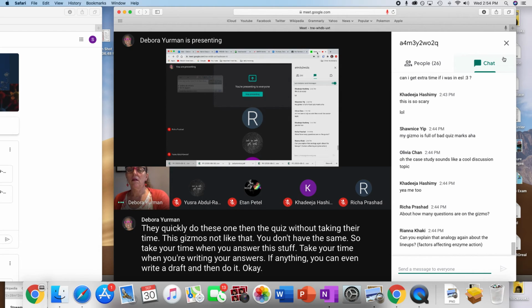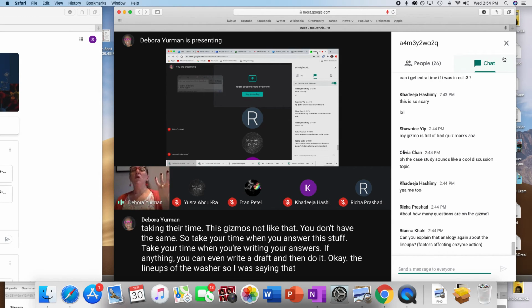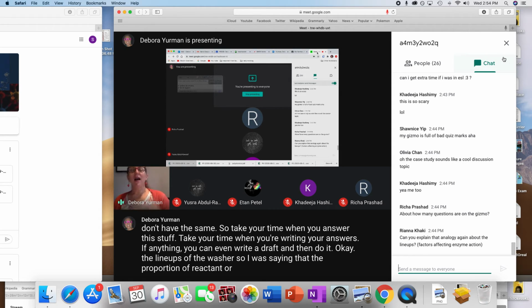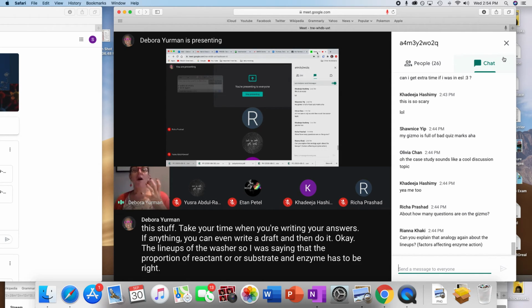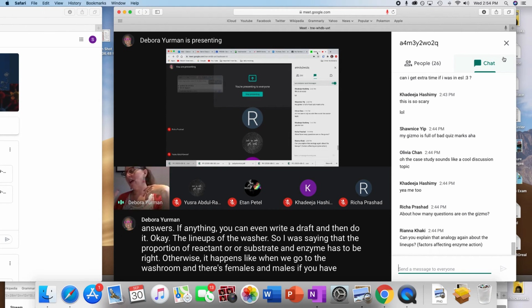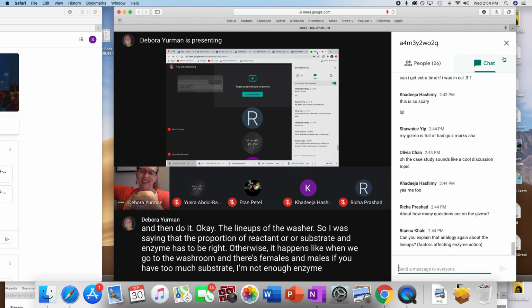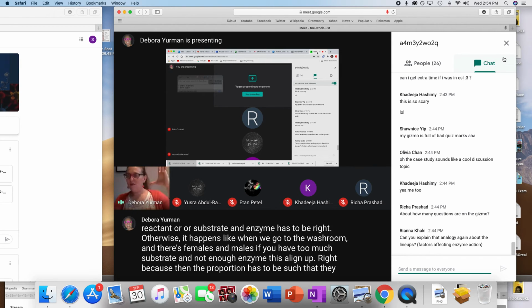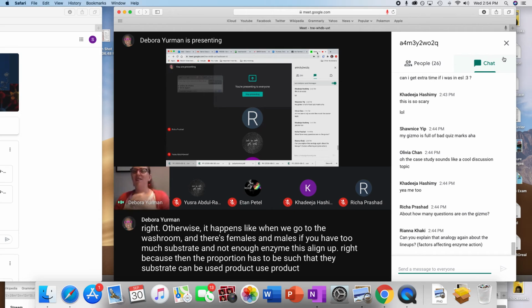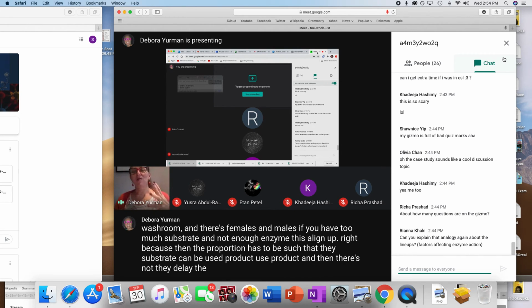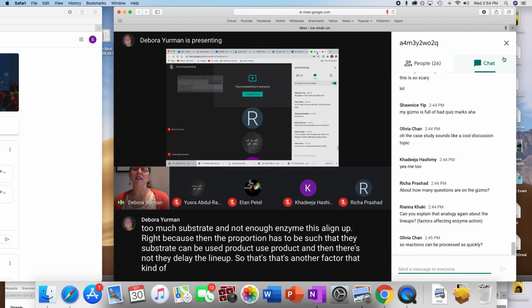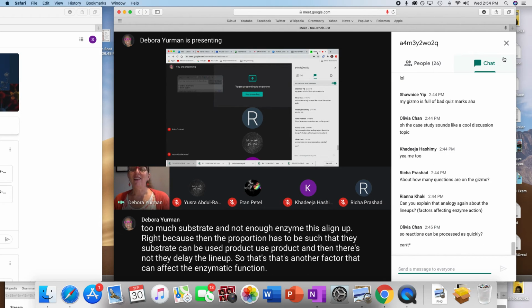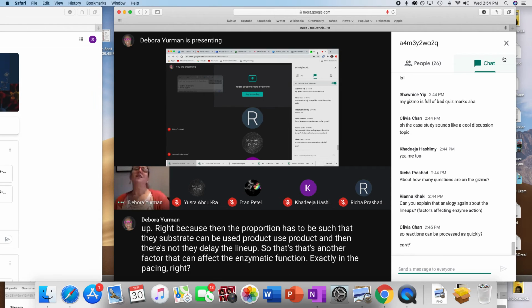The lineups of the washer. So I was saying that the proportion of reactant or substrate and enzyme has to be right. Otherwise, it happens like when we go to the washroom and there's females and males. If you have too much substrate and not enough enzyme, this will line up, right? Because the proportion has to be such that the substrate can be used, made into product, and then there's no delay, no line up. So that's another factor that can affect the enzymatic function. Exactly, in the pacing, right? Exactly.